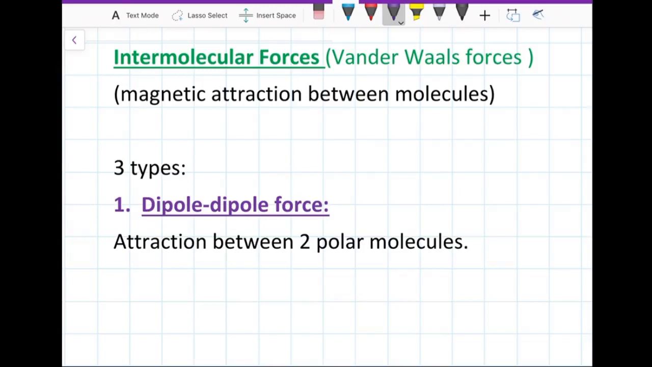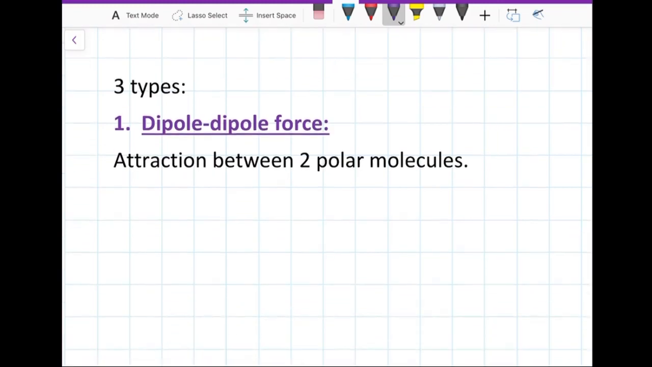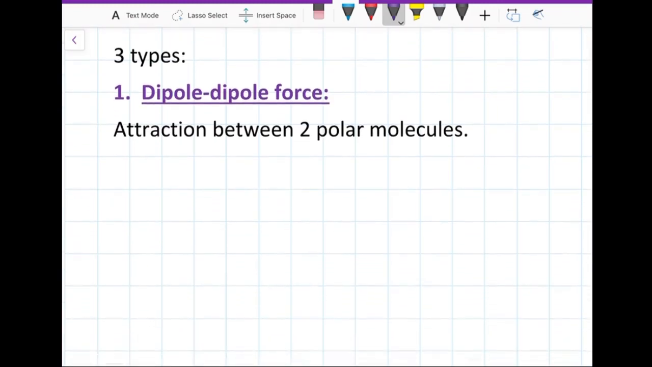So intermolecular forces are pretty simple if you already understand how dipoles and molecular dipoles work. It's essentially just a magnetic attraction between molecules. So if you have a polar molecule, it's going to attract other polar molecules. And there are three main ways that molecules can attract each other. The first is called dipole-dipole force. It's an attraction between polar molecules.